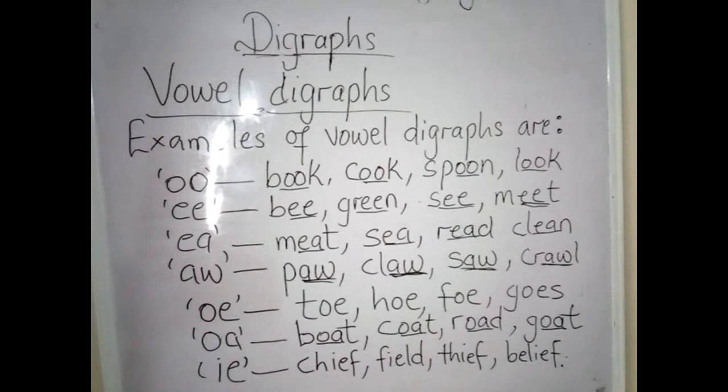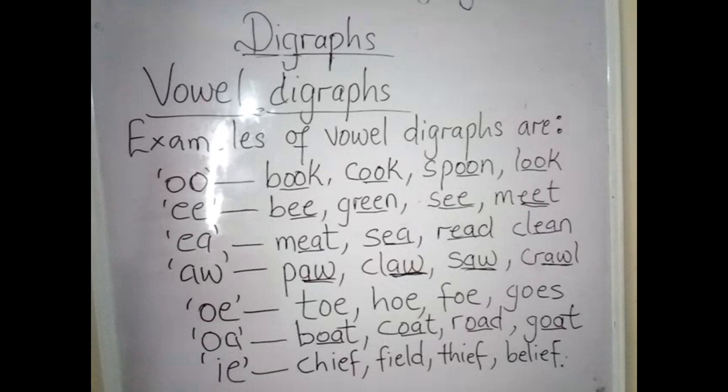And lastly, we have the letters I and E. Letter I makes the sound I, while letter E makes the sound E. But when the two combine, they form the E sound, as in chief, field, thief, belief. Okay, so those are the examples of vowel digraphs we'll be considering in this lesson.